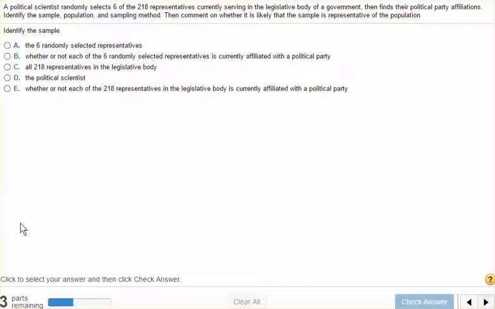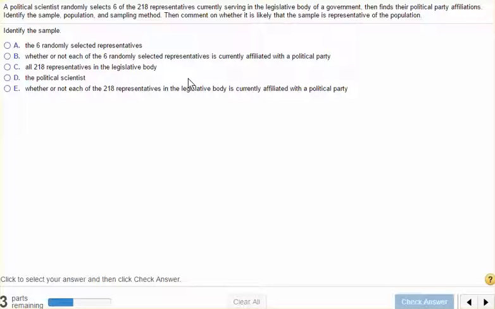Here's our first question. A political scientist randomly selects 6 of 218 representatives currently serving in the legislative body of a government, then finds their political party affiliations. Identify the sample. Well, let's start there.